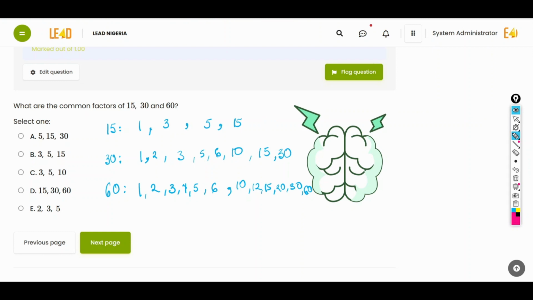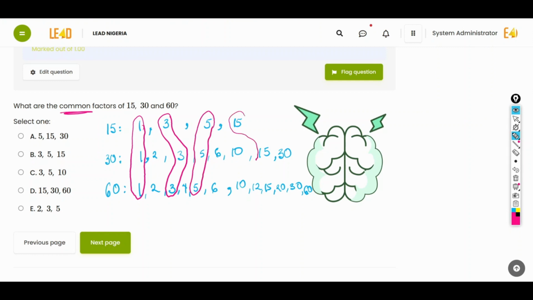The common, right? We asked for common factors. So we have 1. We have 3. We have 5. And we have 15. So we have 1, 3, 5, 15.